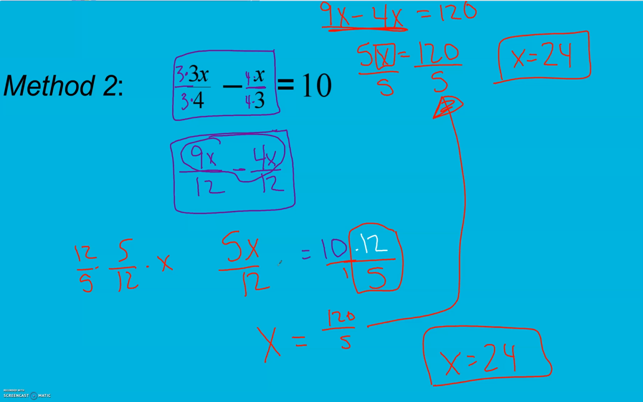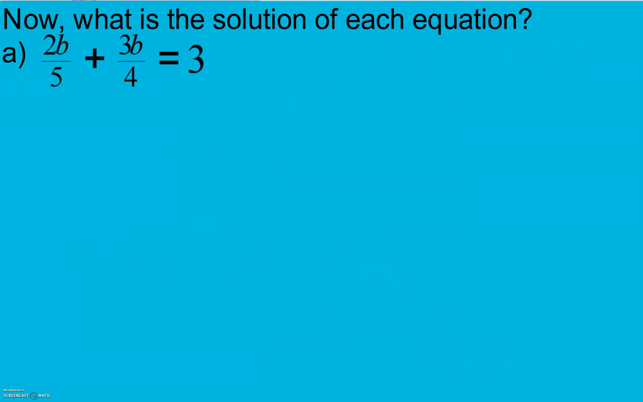One, we can clear the fractions, get rid of them. We see fractions, instead of panicking, we just get rid of them. Okay, we clear them out. The second way is to just work with our fractions as they are. Use our rules for adding and subtracting, multiplying, dividing fractions, and go from there. So here, we can go ahead and clear our fractions.